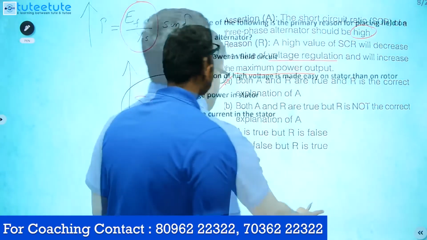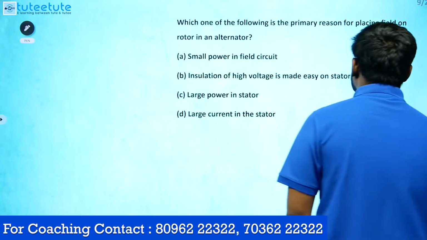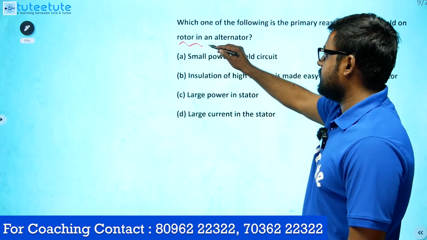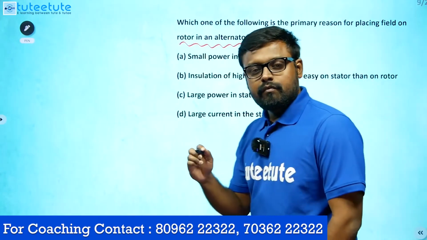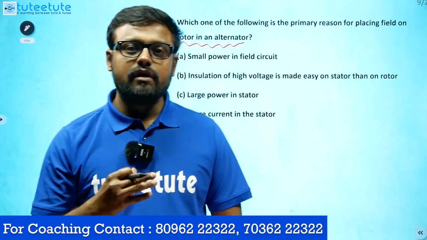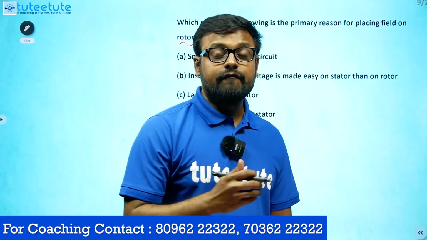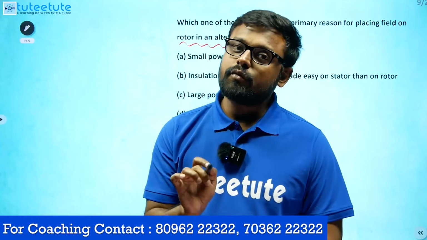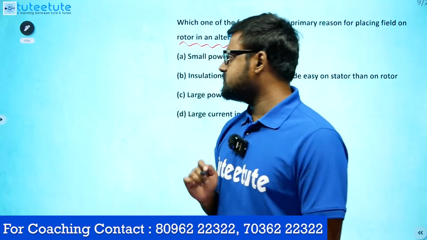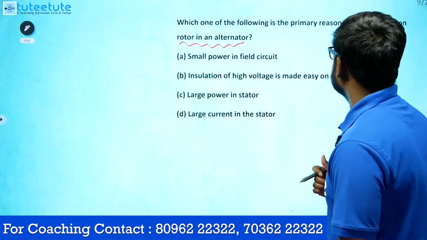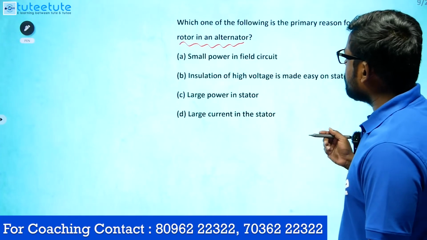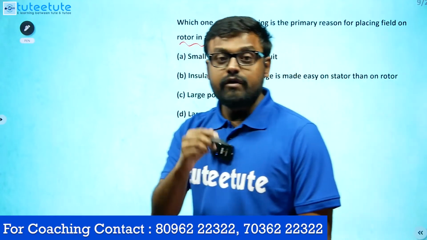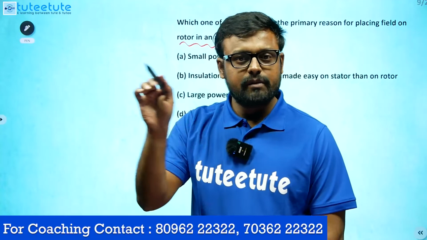Which of the following is the primary reason for placing the field on the rotor in an alternator? In an alternator, the field is placed on the rotor. If you see the DC machine, the field is placed on the stator, where the armature winding is on the rotor. Now see students, what is the reason for this? Because what is an alternator? This is the synchronous generator. It is supplying power. You are getting power from the power plant.